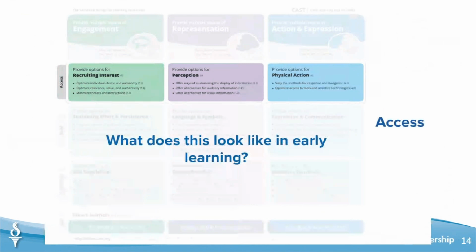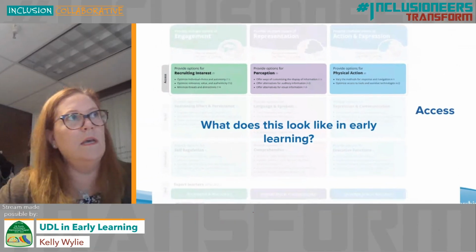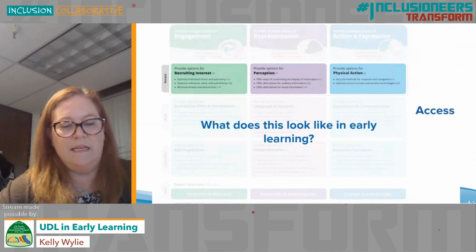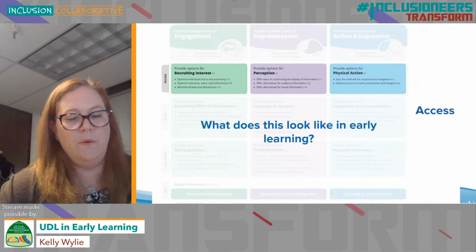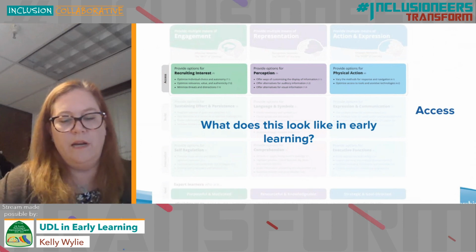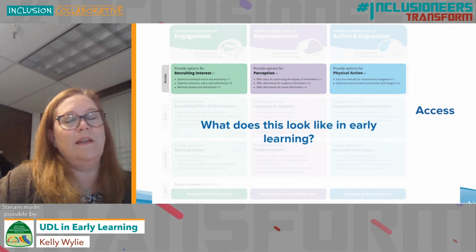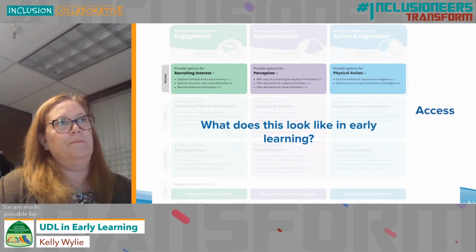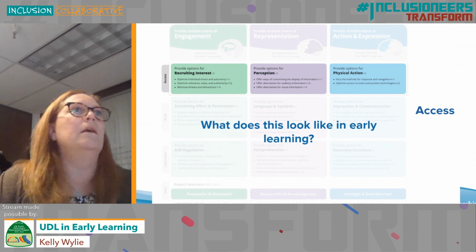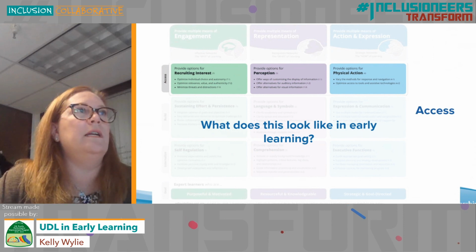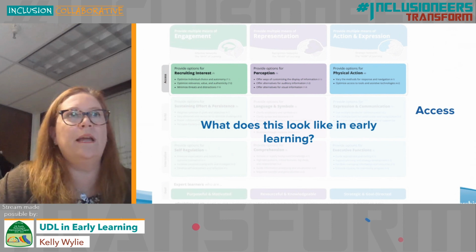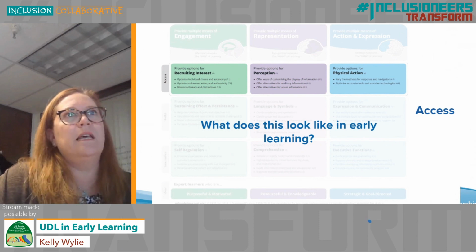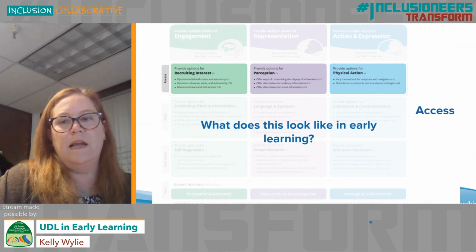Horizontally, the guidelines are organized into three rows. The first row being the access row. This includes the guidelines that suggest ways to increase access to learning by recruiting interest and by offering options for perception and physical action. In early learning, the best way to do this is to incorporate as many of the five senses as possible and as often as possible.